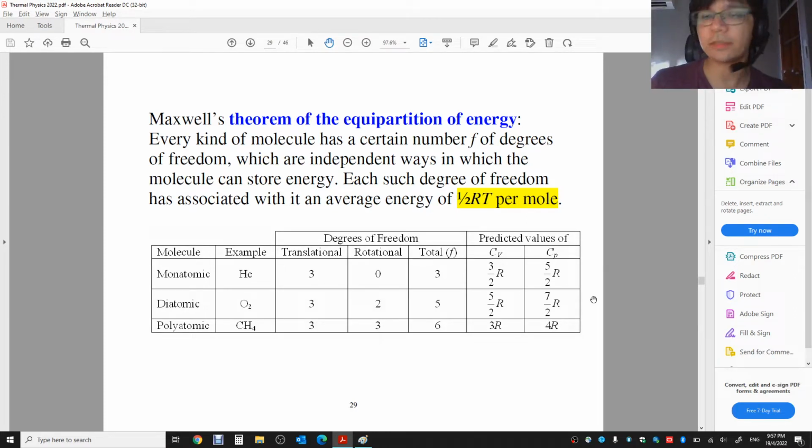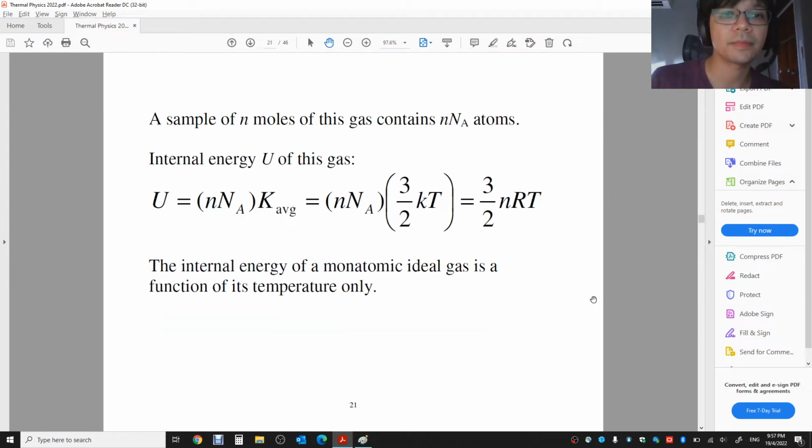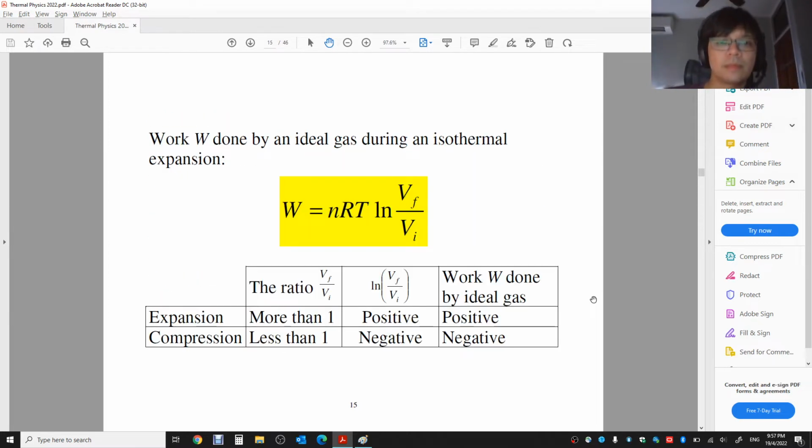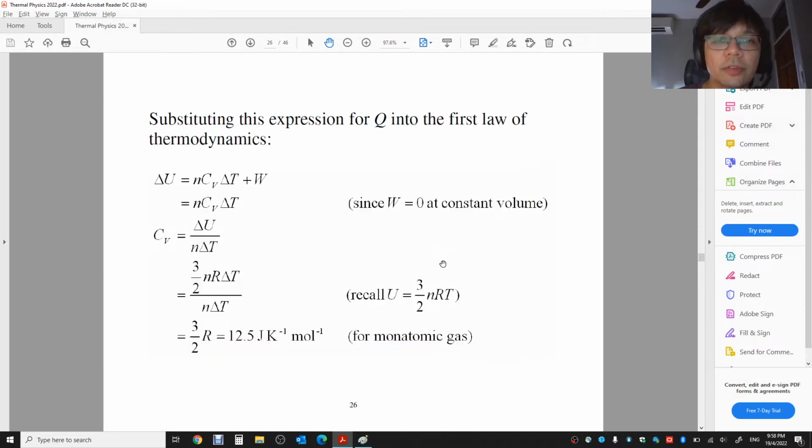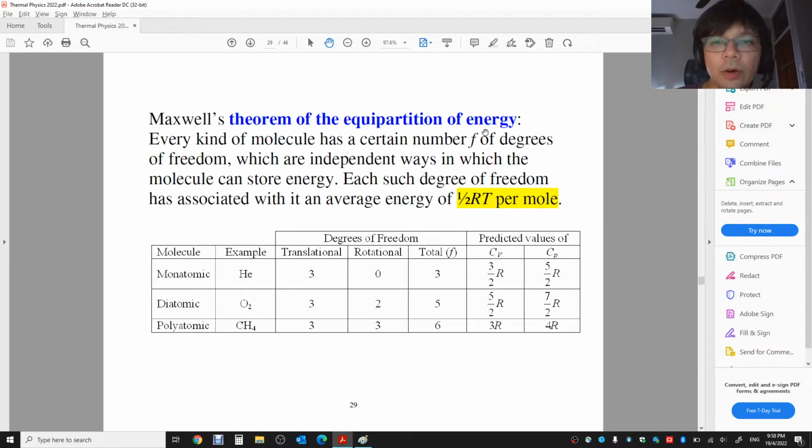Okay, students, the last part of this first part of the lecture is Maxwell's theorem of equipartition of energy. Earlier in the lecture, we mentioned that a single atom possesses an average translational kinetic energy of 3/2 kT. Where did we get this 3/2 kT from? Under the equipartition theorem, any degree of freedom, which we call F, contains half RT of energy per mole. It'd be half kT per molecule if we change the constant R to k.